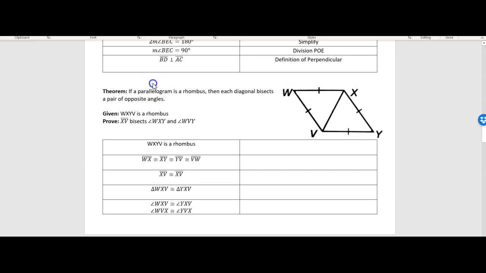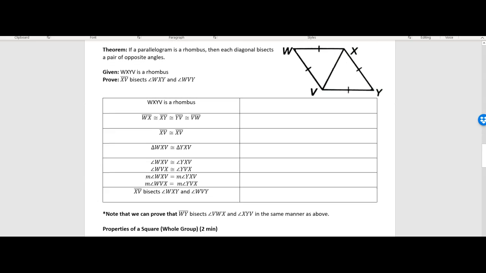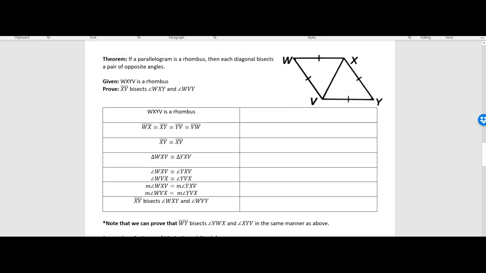Let's move this all on to the next page, though. There we go. So we are going to prove that if a parallelogram is a rhombus, then each diagonal bisects a pair of opposite angles. So if a parallelogram is a rhombus, then each diagonal bisects the opposite angles. Again, stop the video, try this on your own, and then join back in for our final discussion.